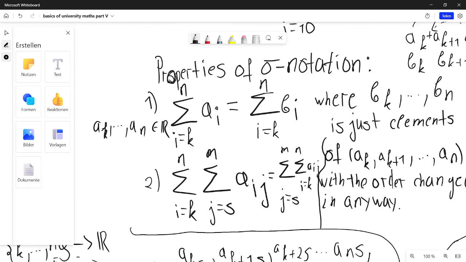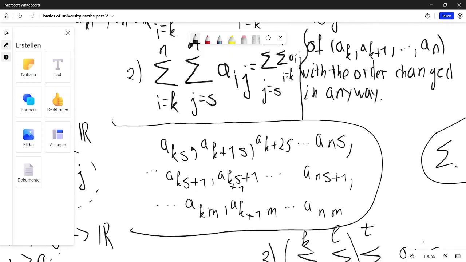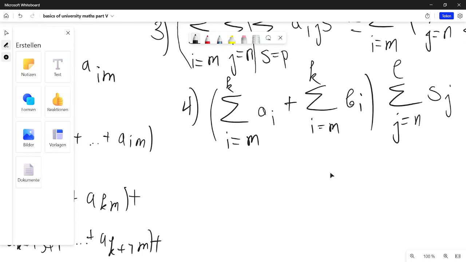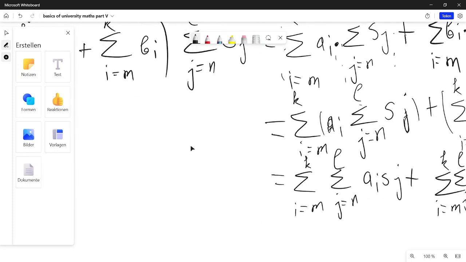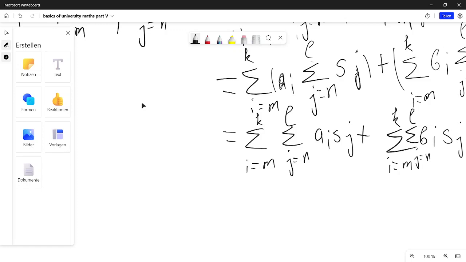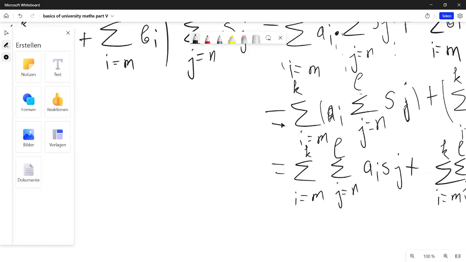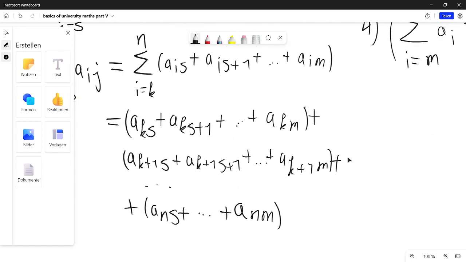Okay, well, I think that's it. And if we will need other properties, well, they are just derivable in the same fashion. You saw this is nothing but just sums.